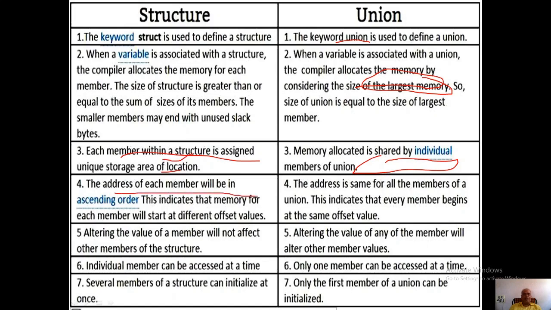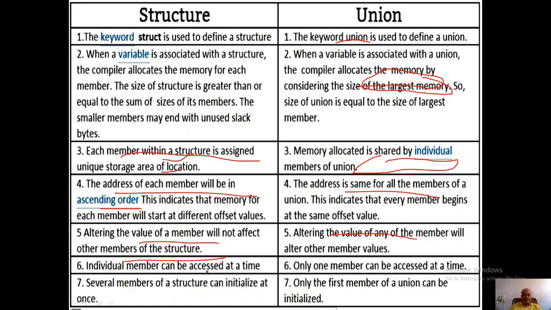In structure, the address of each member will be in ascending order. But in union, the address is the same for all the members. Why? Because it is using the same storage location. In structure, altering a member variable will not affect the other members. If you change any data item, it will not affect the others. Why? Because each one is different. But in union, altering the variable of any member will alter the other values also.